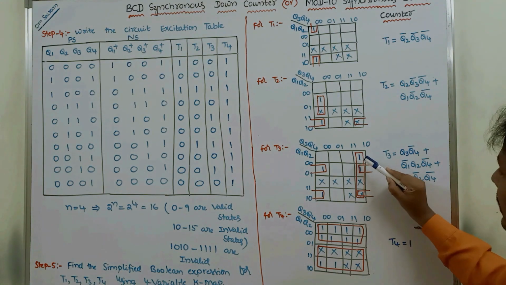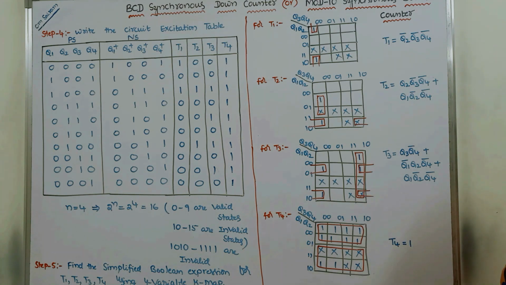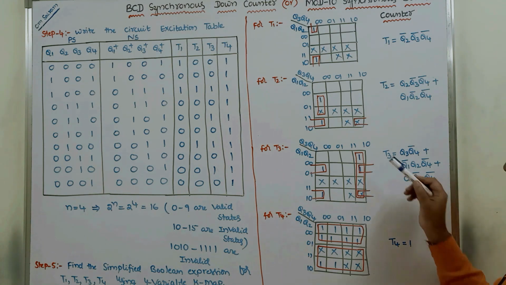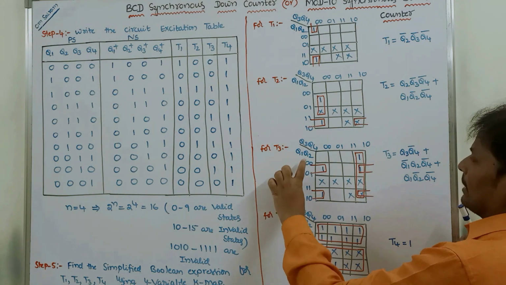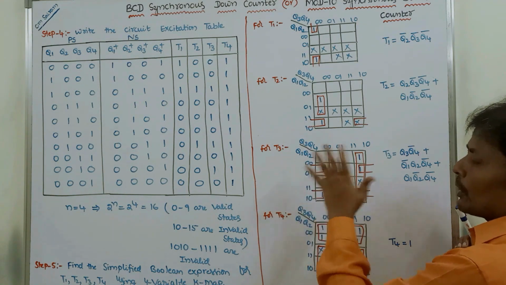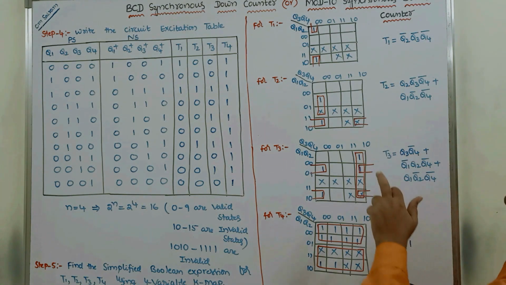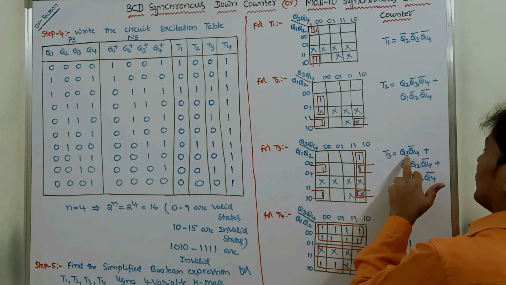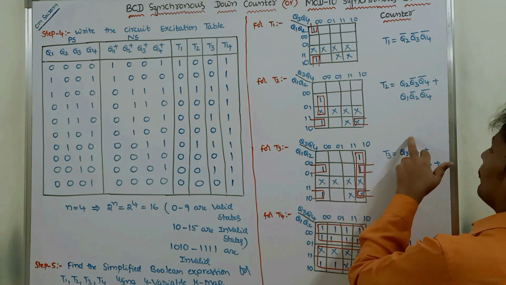So this one and this don't care can be formed as a quad. For this quad, horizontal side all the bits are different, we have to ignore Q1 Q2. In the column side only 1 0 is there. This 1 belongs to Q3, so I am writing Q3. This 0 belongs to Q4, I am writing Q4 bar.